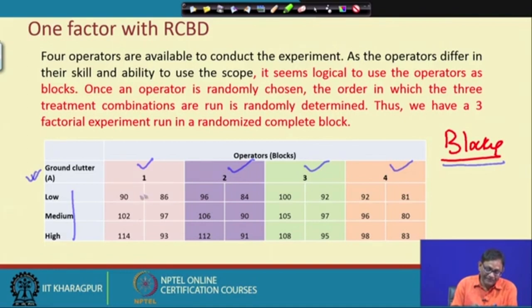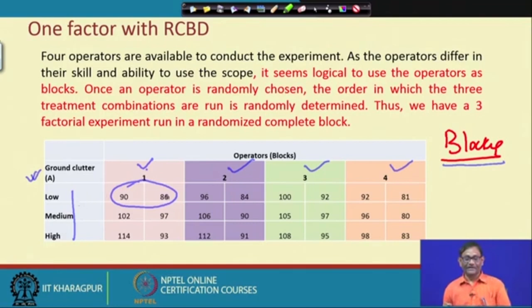Fortunately enough, we have at each level against each operator two times experiments, that is the sample size here for each combination is 2. So, that means we are doing replication also. So, this is known as randomized complete block design, okay, RCBD. So, the experiment will be conducted based on that certain random order and in random sequence.